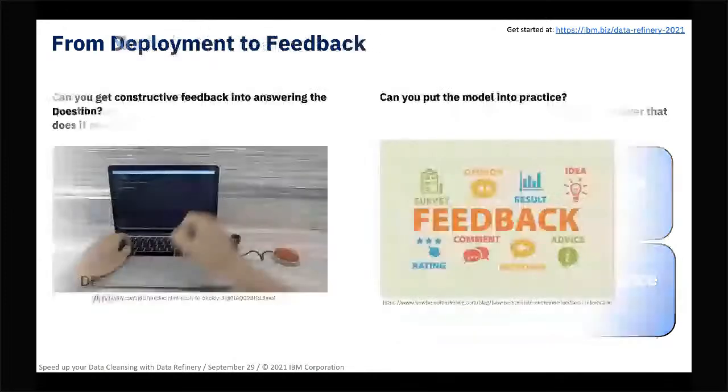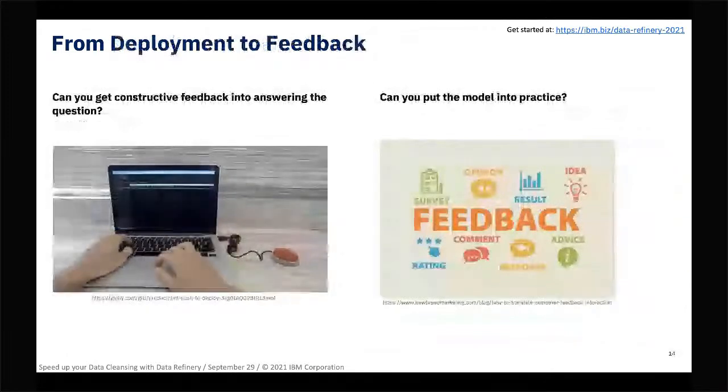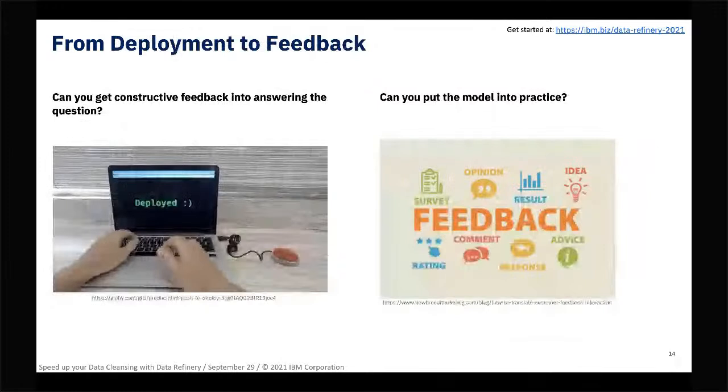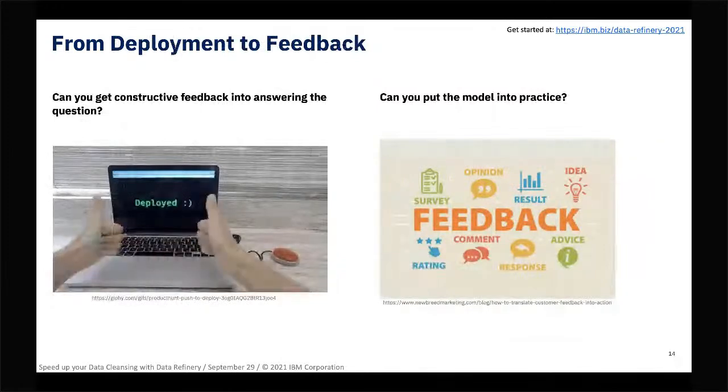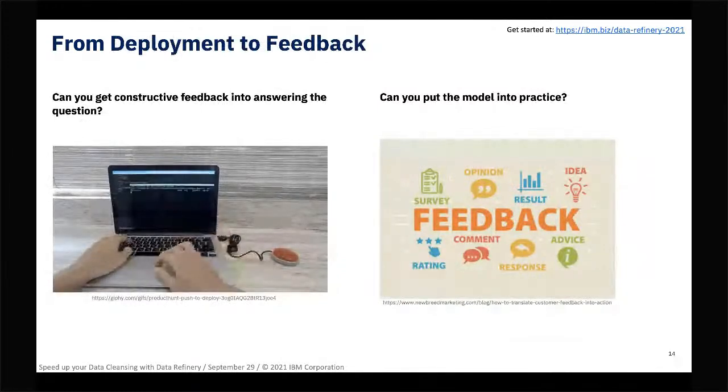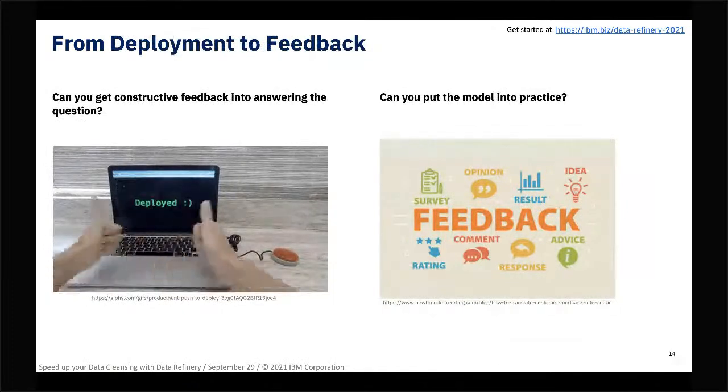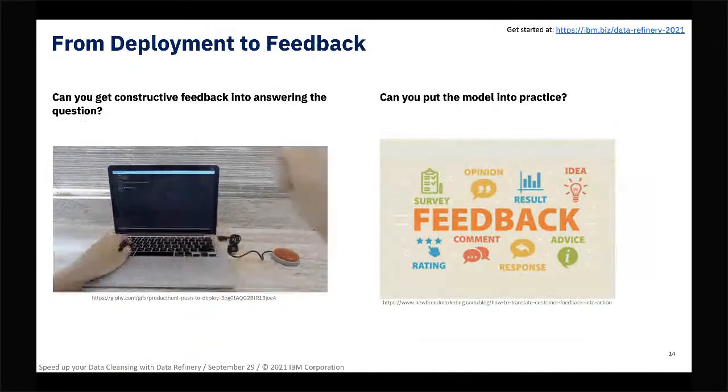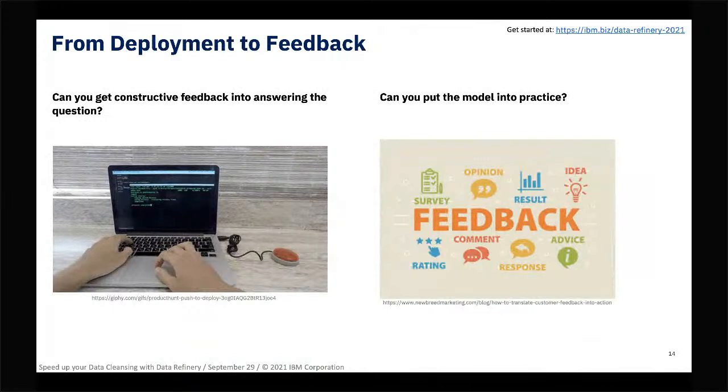Then we come to the last stage, which is the deployment to feedback. And as the name suggests, this is the final stage in the data science pipeline. And it comes in after the evaluation. After the evaluation, once we are confident that the model works as it's supposed to, we will deploy it, and then we'll keep on continuously gathering feedback from the model to ensure that it is actually behaving the way it's supposed to.